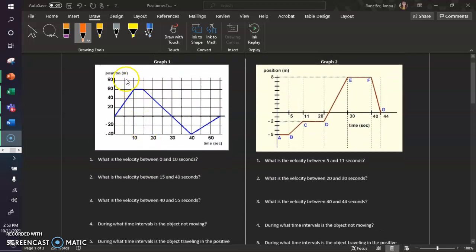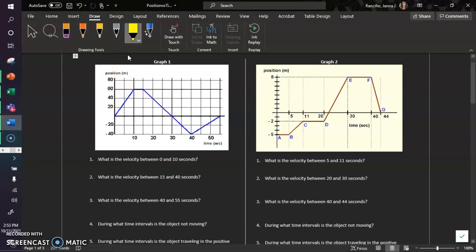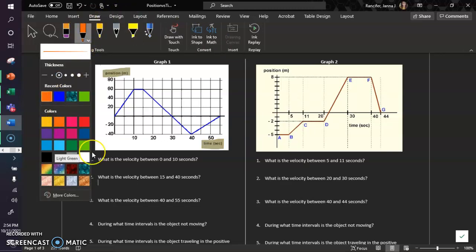What is the velocity between 0 and 10 seconds? So first thing, I notice this is a position versus time graph. Position in units of meters, and we have the time in units of seconds. So I'm going to hold on to that information while I answer the questions.